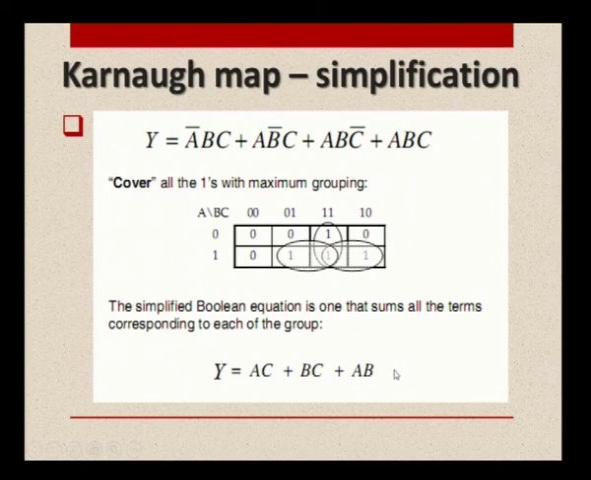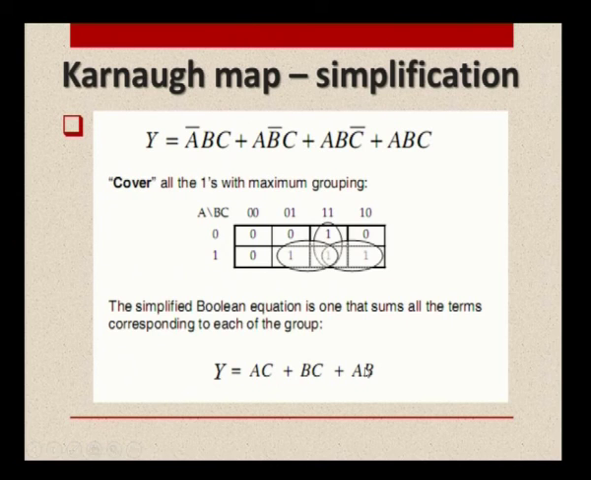So, this is the simplified expression. When we compare the input and the final output, the terms are very much reduced. In the input we have 4 such products, each product having 3 terms, but in the simplified expression we have only 3 products, 1 product is reduced, and each term has only 2 variables. Here it is AC, here it is BC, here it is AB. So, the expression is very much reduced.